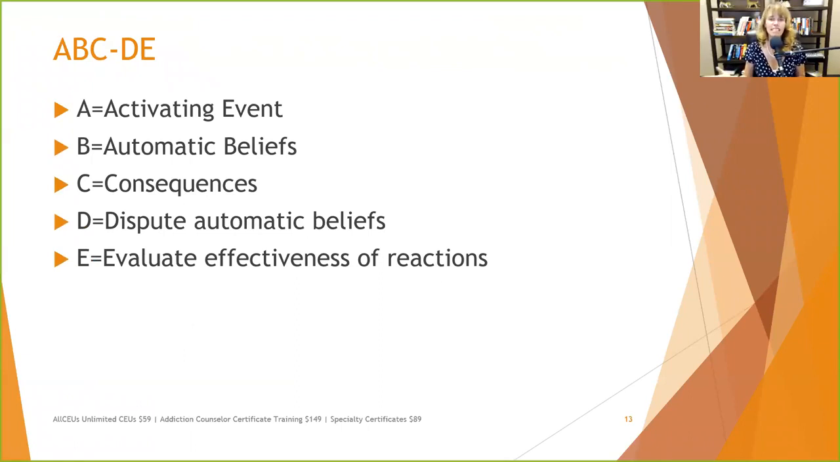The ABCDEs we already talked about a little bit. A is your activating event. B is your automatic beliefs about that event, which leads to C, the consequences, which usually is getting upset. D, dispute automatic beliefs. So you go back and you go, which of these are rational? Which of these are on point? Which of these have cognitive distortions in them? And then adjusting any distortions so they're more realistic. And E, evaluate the effectiveness of your reactions.